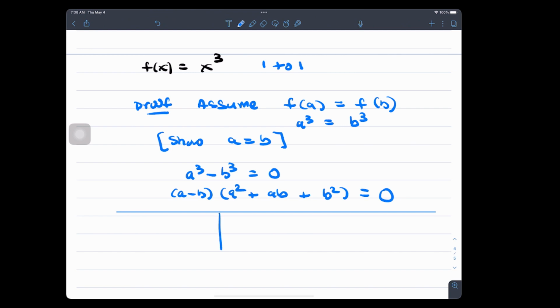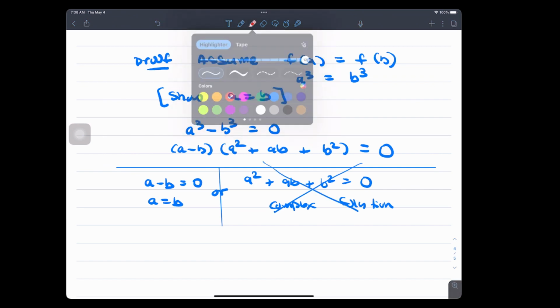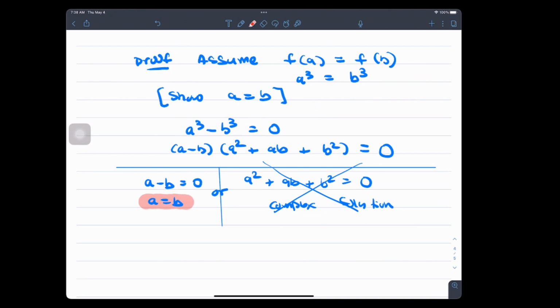Now, if you guys remember from algebra, the zero product rule means a minus b is 0, or a squared plus ab plus b squared equals 0 here. Now, this means a is b. This other equation, if I recall, gives you a complex number. Well, we're only dealing with real numbers, so this portion really gets thrown out. And so what you end up with is guaranteed that the only real solution is that a is b. And that's what we have to show. And if you can show that, this function f is one-to-one.